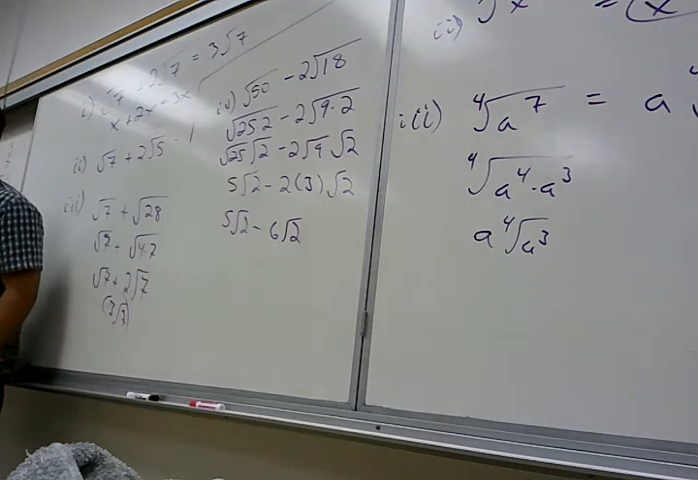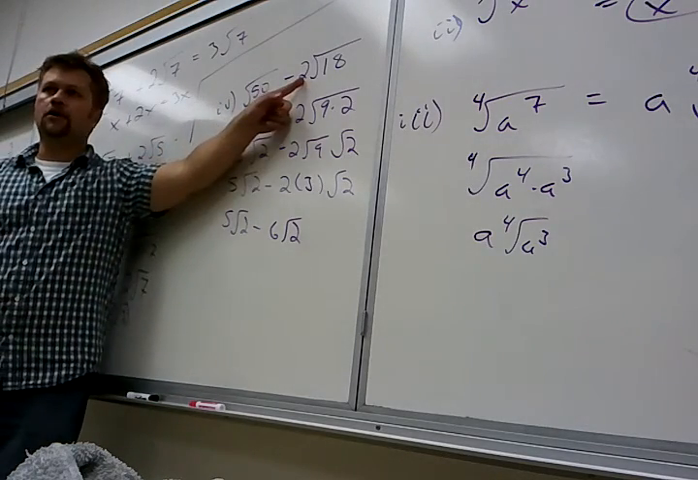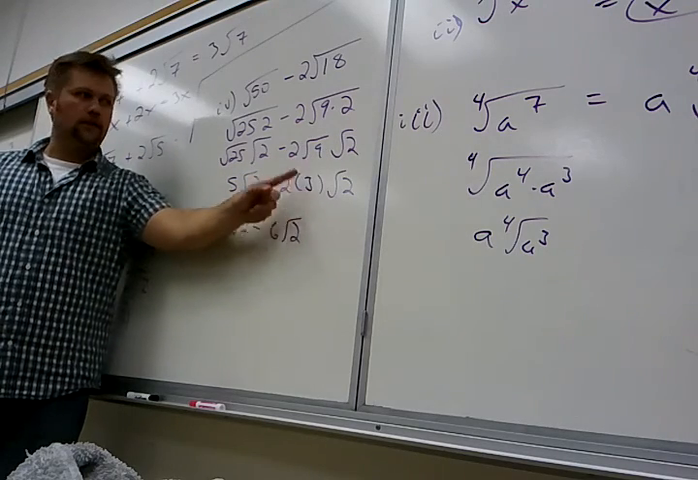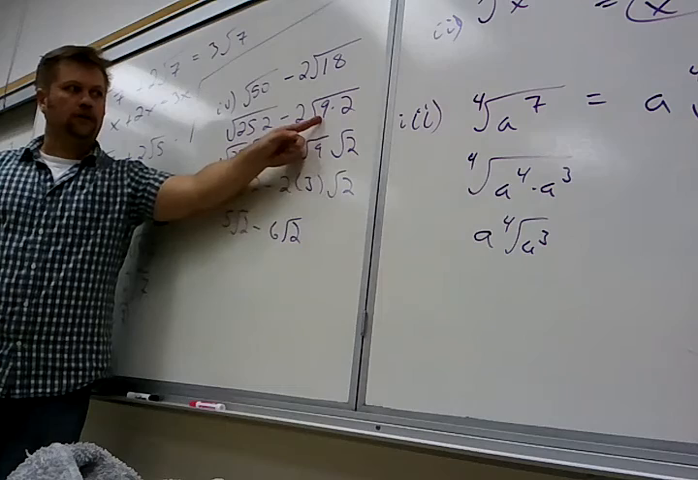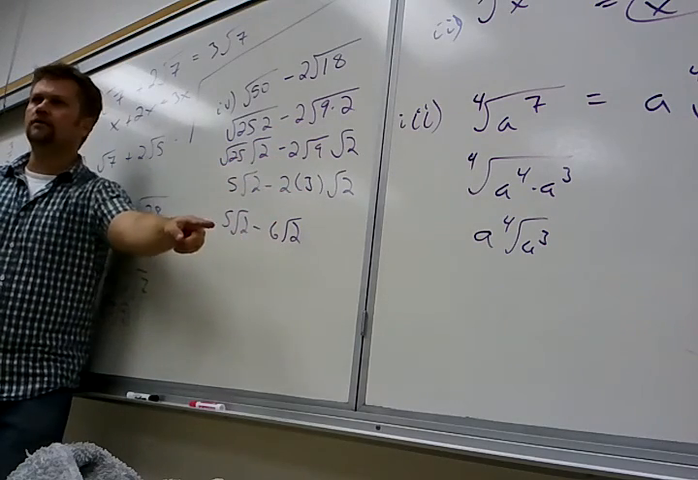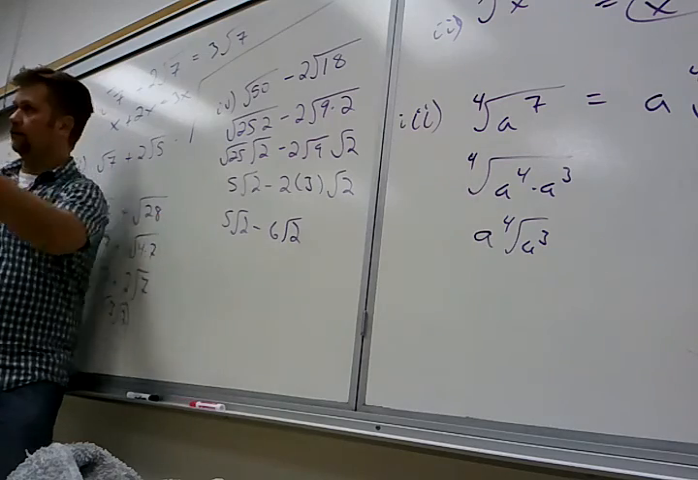So I have 5 root 2 minus 6 root 2. Whatever number's out front already, it's just going to multiply by whatever you're able to get out, right? Square root of 9 is 3, so 2 times 3 is 6. 5 root 2 minus 6 root 2 is minus 1, negative root 2. I love it.